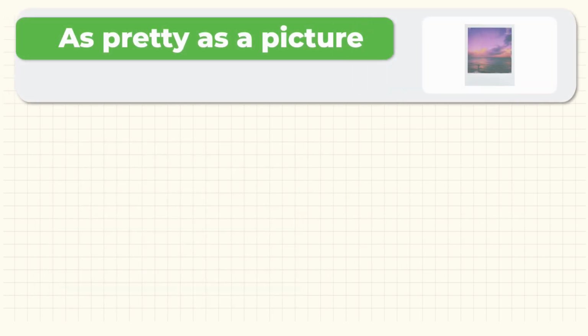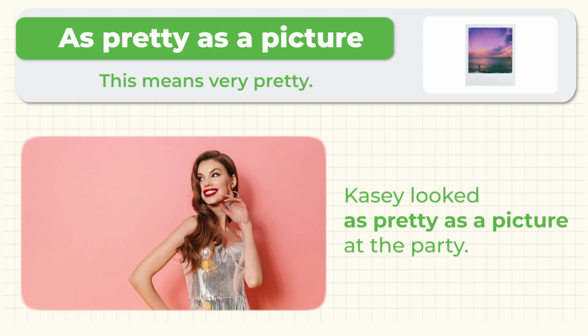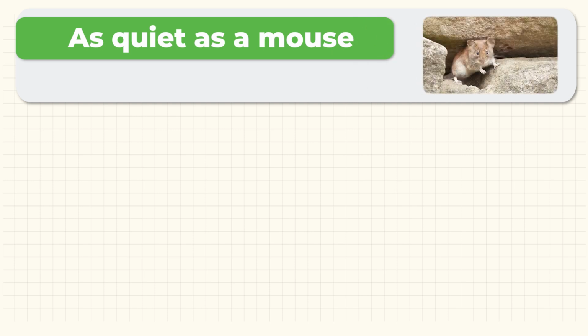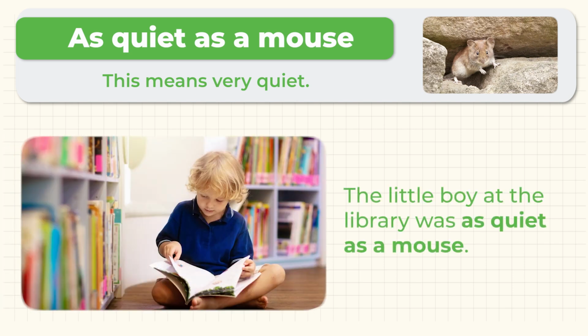As pretty as a picture. This means very pretty. Casey looked as pretty as a picture at the party. As quiet as a mouse. This means very quiet. The little boy at the library was as quiet as a mouse.